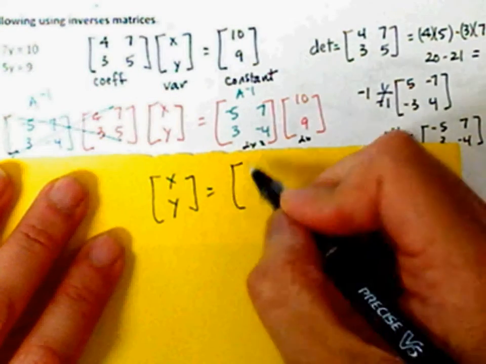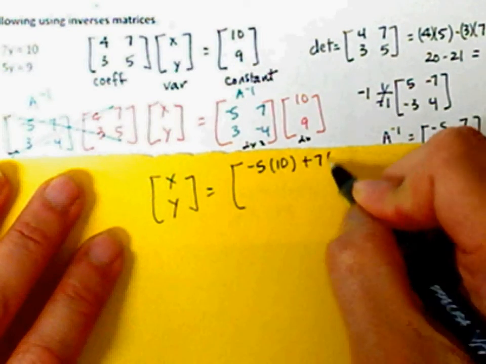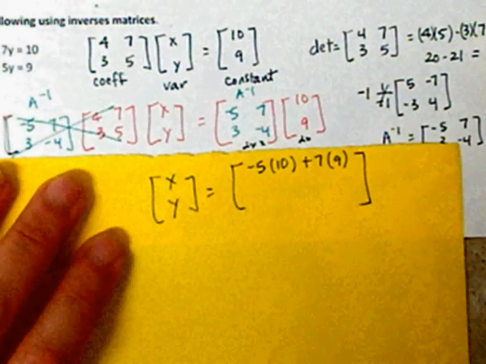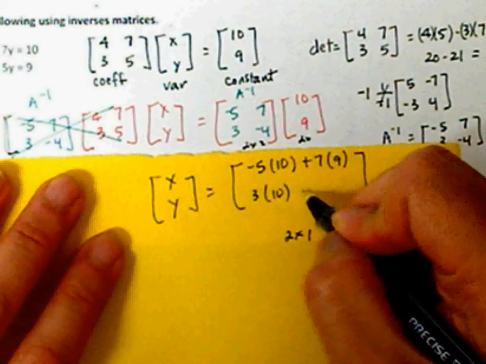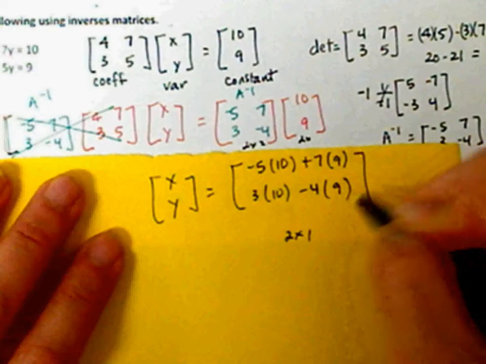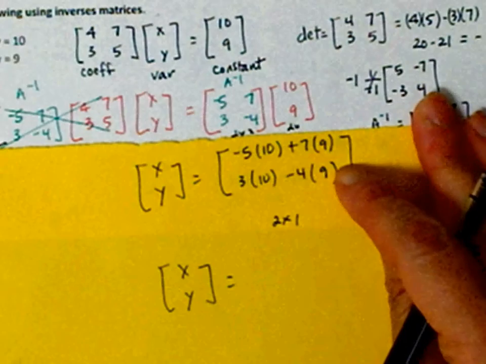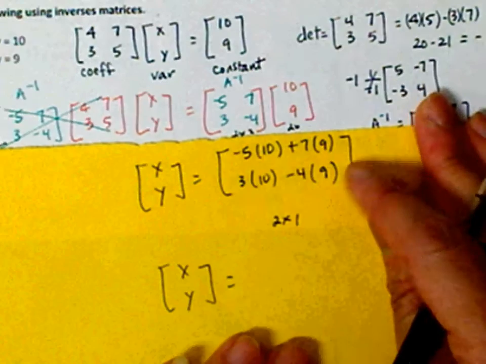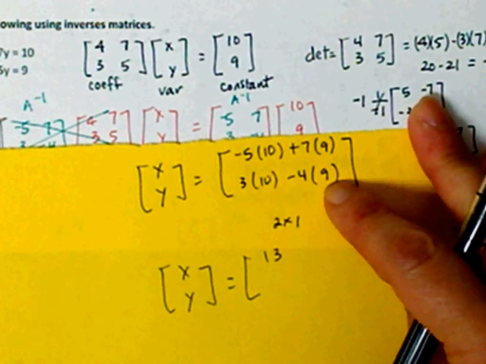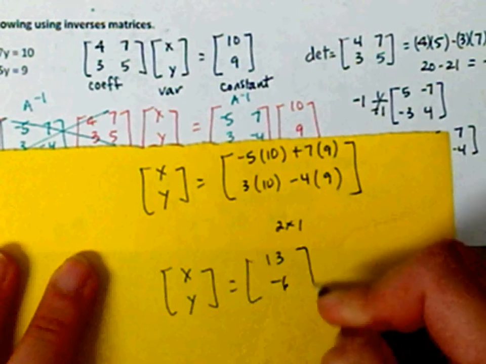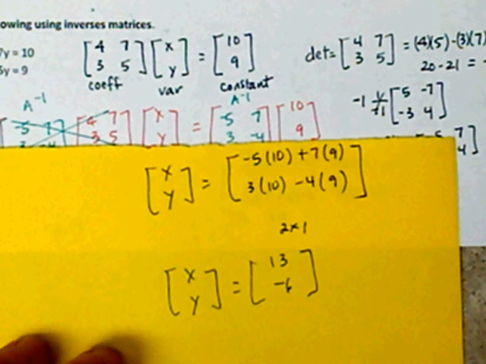All right. So negative 5 times 10, okay, plus 7 times 9. There we go. It should be a 2 by 1. That's why. And then 3 times 10, because I did it twice, minus 4 times 9. There you go. So now you have x and y, okay? Let's do the math. So negative 50 plus 63 is 13, okay? 30 minus 36 is negative 6. And there you go. So x is 13 and y is negative 6. And there you have your solution.